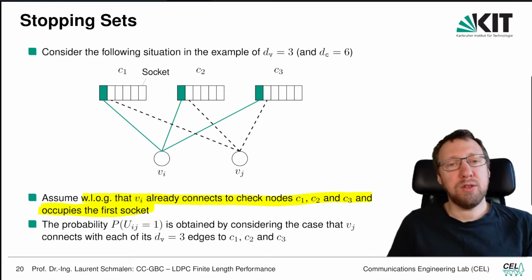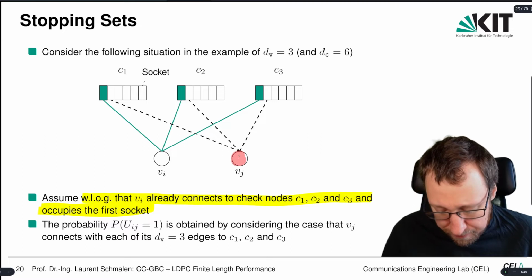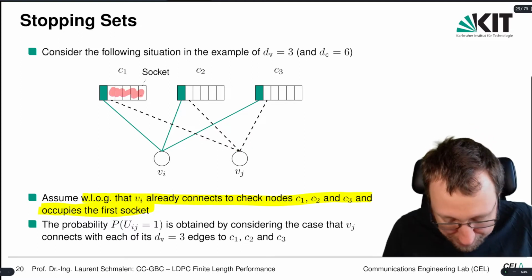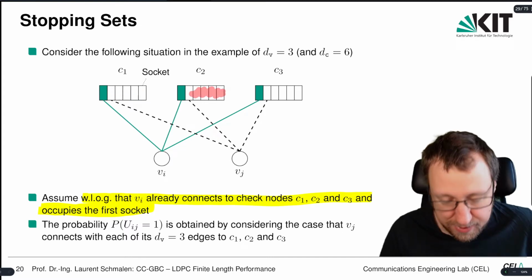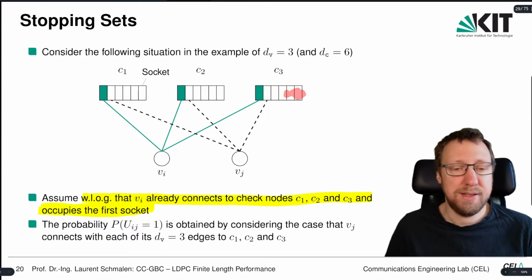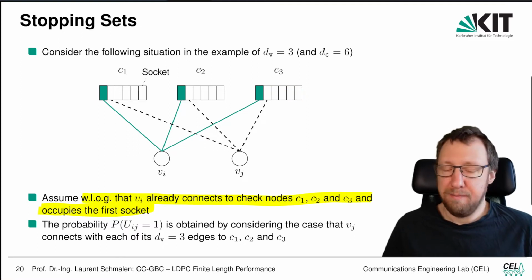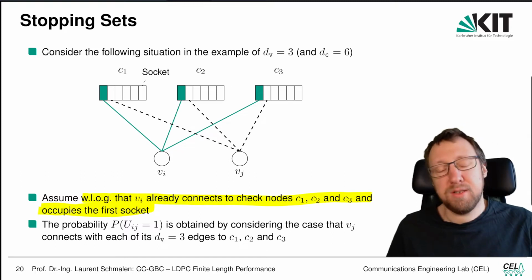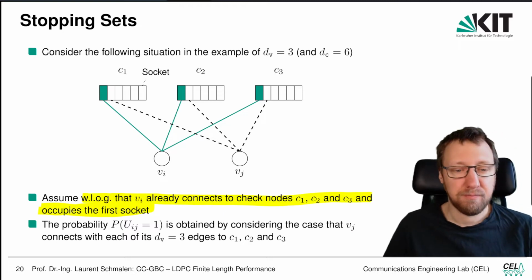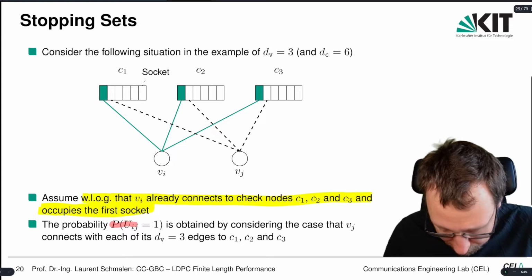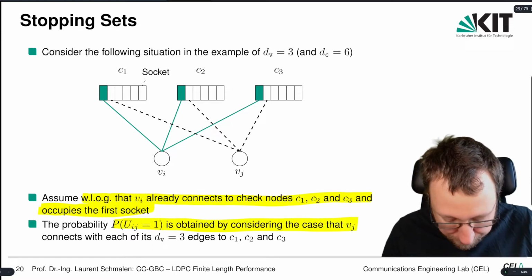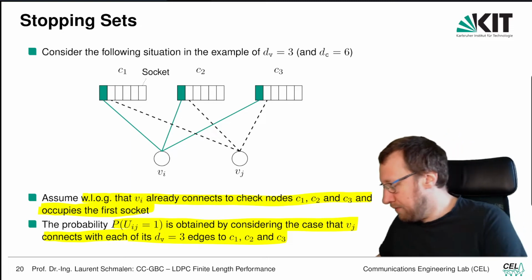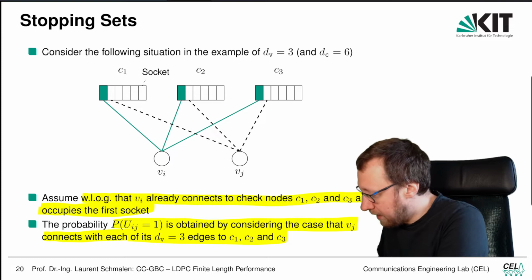Now, in order to form a stopping set, we need to connect VJ to C1, C2, and C3. So VJ must connect to any of those empty sockets in C1, to any of those empty sockets in C2, and to any of those empty sockets in C3. If it does not connect to one of those, then it's not going to be a stopping set. So the probability that UIJ is equal to 1 is obtained by looking at the case that VJ connects with each of its three edges to C1, C2, and C3. This is what we're going to calculate next.